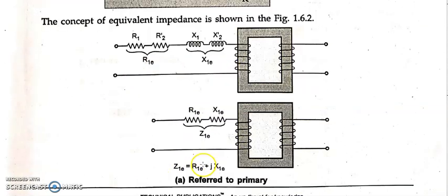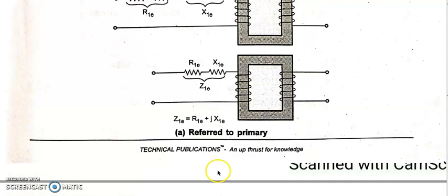So R1E and X1E combined, I can call the equivalent impedance when referred to primary. Okay, Z1E is the equivalent impedance referred to the primary, not total impedance. It is a combination of R1E plus jX1E. So Z1E is equal to R1E plus jX1E.